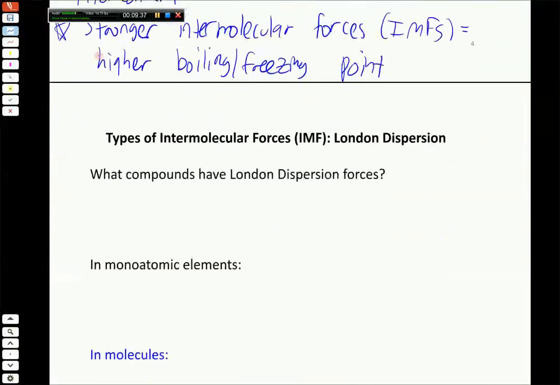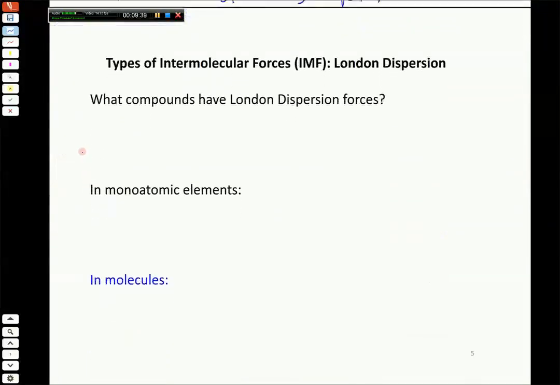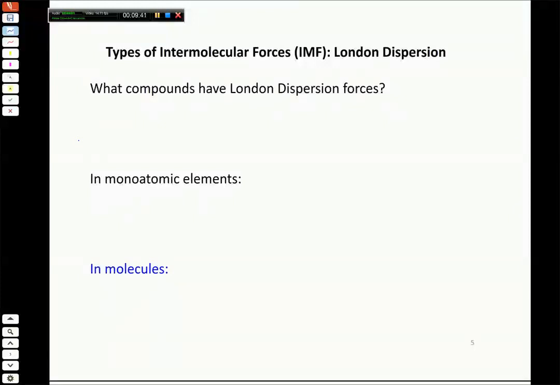Now let's talk about the types of intermolecular forces and define which substances have which types, because our key task when we're comparing substances and talking about their intermolecular forces is going to be to figure out what is the strongest intermolecular force present in the substance, and that strongest intermolecular force is then going to dictate those phase change properties.